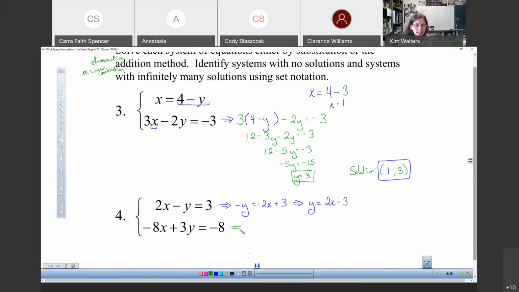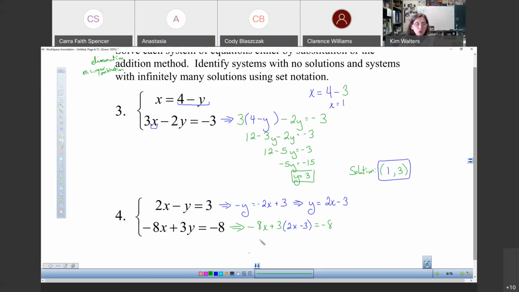So my second equation is going to be negative 8x plus 3, and here's where I'm going to substitute my y in as 2x minus 3, is equal to negative 8. And I did this because I want you to see I can either substitute for x or y depending upon which variable I solve for in the first equation. In the first one, I solved the equation for x, so I substituted in with the y's. And this one, I solved the first equation for y, and so I substituted in to find an equation with x's, okay?